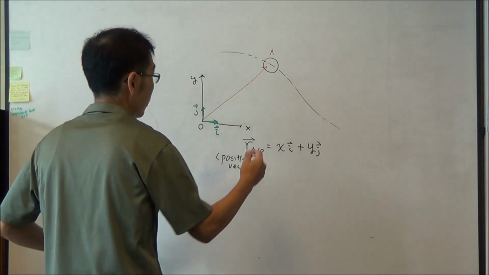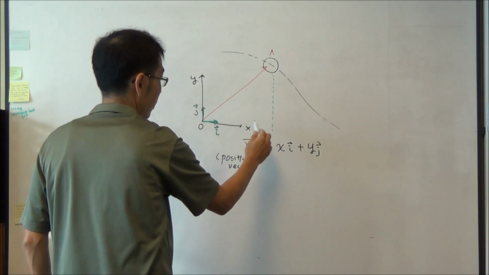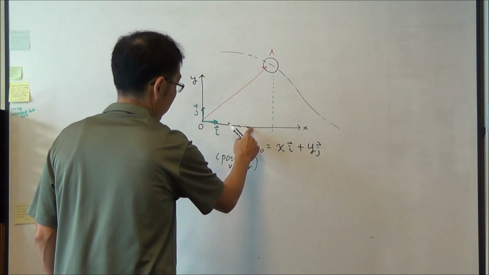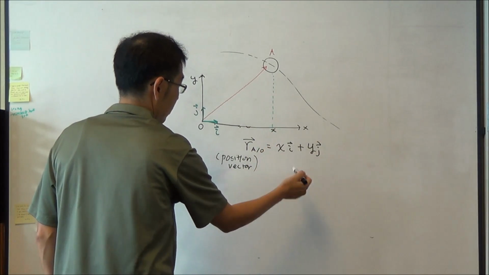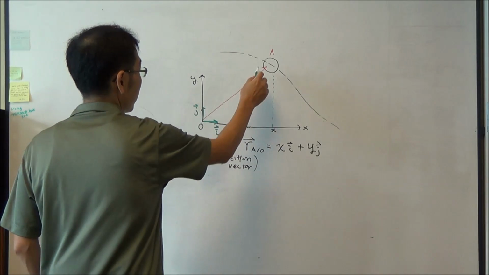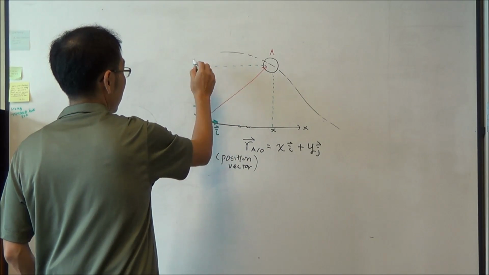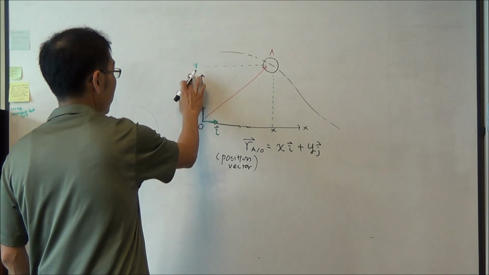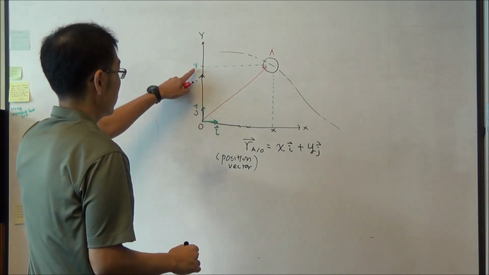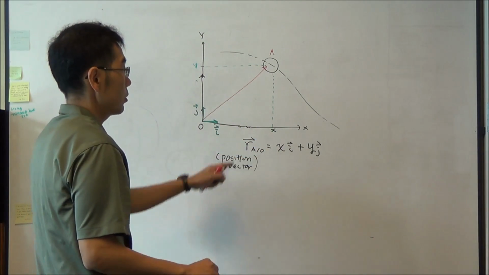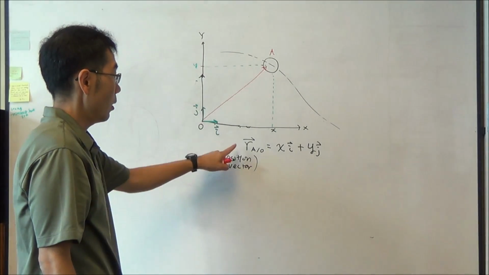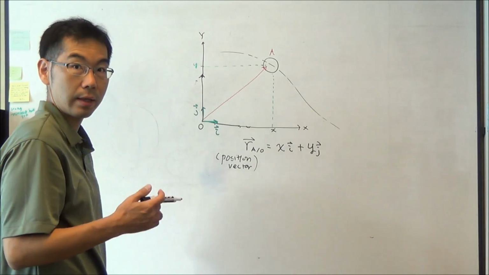Basically, if you measure from here, this would be x at this point. Then this one would be y. Let me make this one a little bit longer. So this is the y coordinate, and together x and y represent the position of A at this given moment.